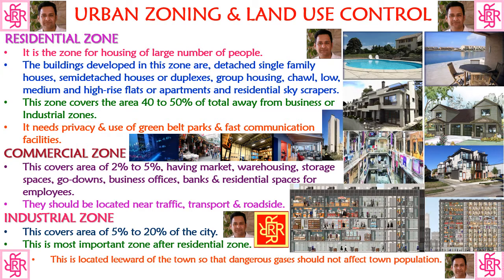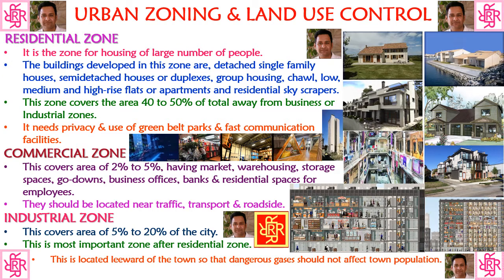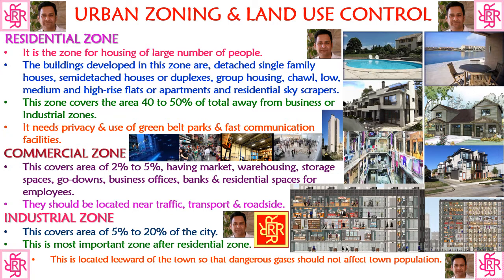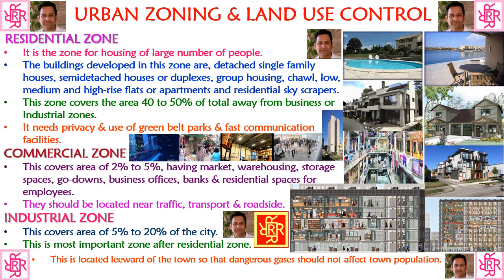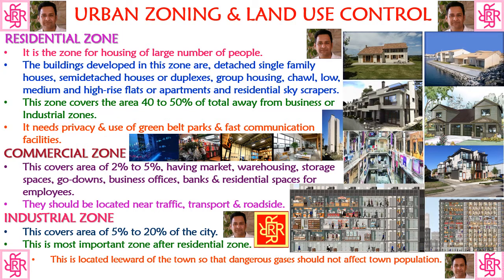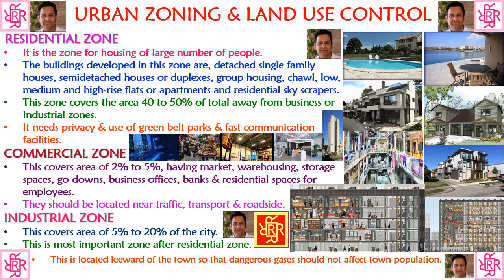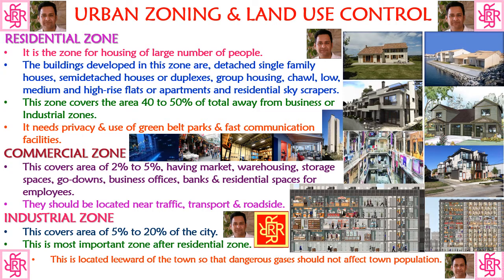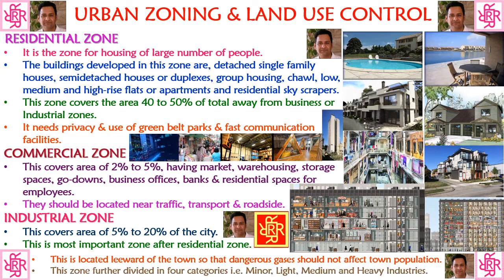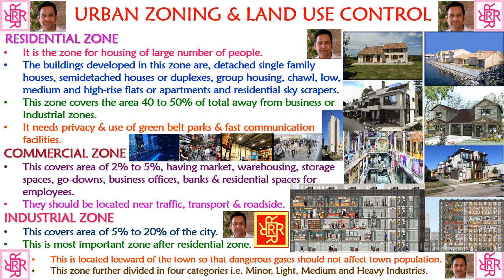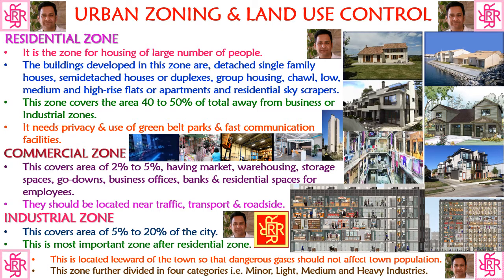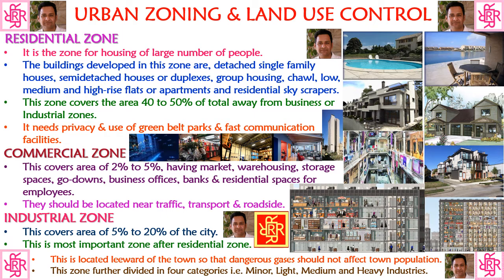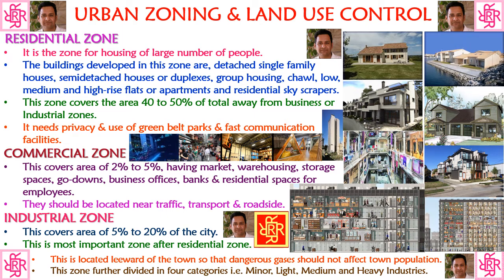This is located leeward of the town, meaning away from the town, so that dangerous gases do not affect the town population. Leeward means the wind direction should be away, taking the fumes away from the city and not bringing the smoke to the city. This zone is further subdivided into four categories. First is minor industries, second is light industries, third is medium industries, and fourth is heavy industries.